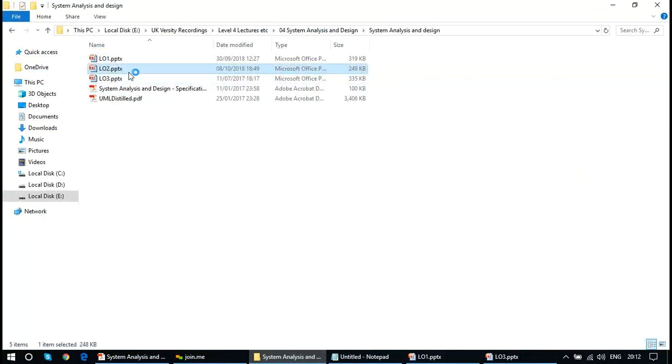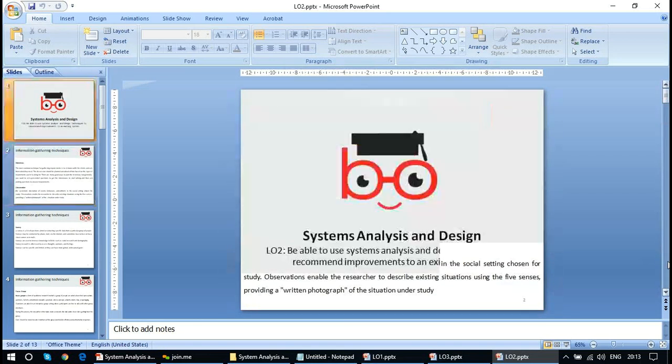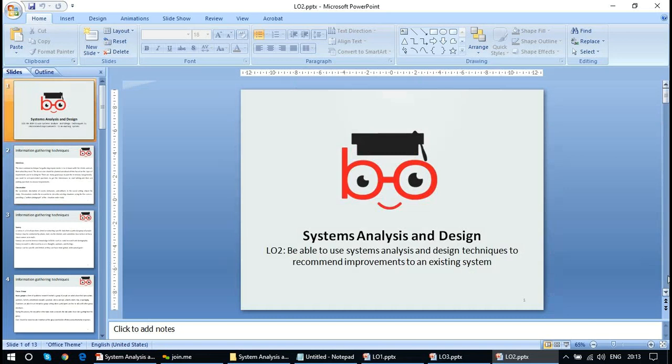Now number two is just 13 slides, but after starting these 13 slides, I would hand over to you a big study task. So this is basically: be able to use system analysis and design techniques to recommend improvements to an existing system.